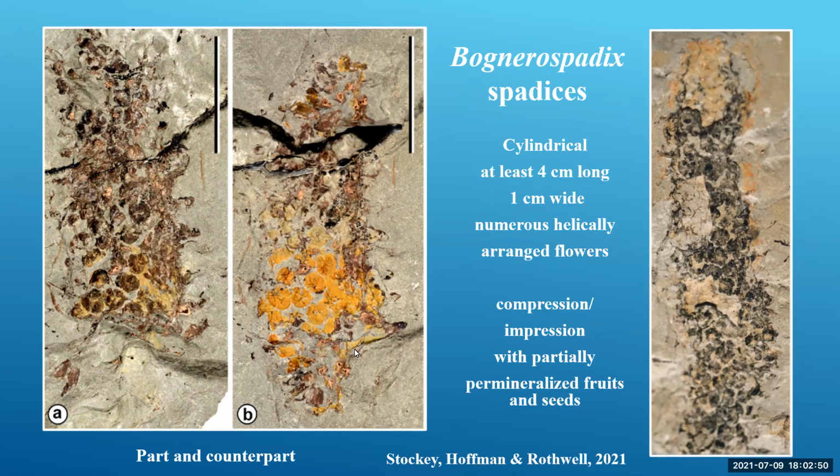What we have on the left are the part and counterpart of the holotype, and this side has the carbon, so there's the compression and then the impression, and you see the same flowers on each side. But we do have permineralized seeds and partially permineralized fruits. So this is a paper that should be coming out next week.